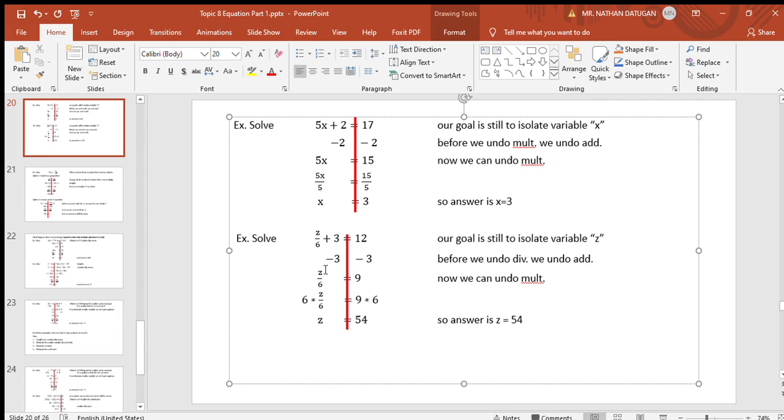Now we want to undo that division by multiplication. Multiplying by what? z? No, by 6. z over 6 times 6 is basically z, and 9 times 6 is equal to 54. So z is equal to 54.